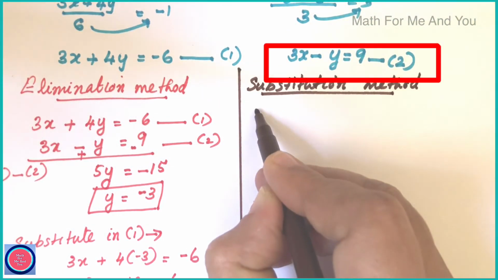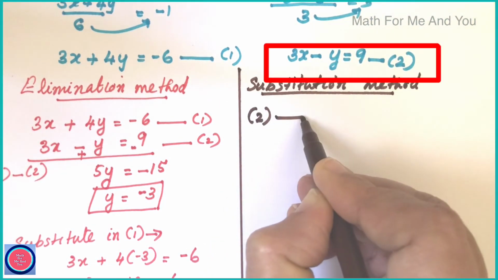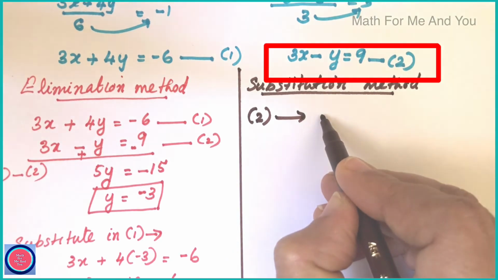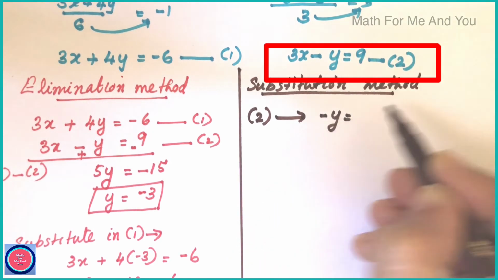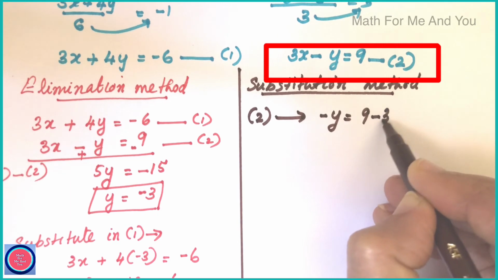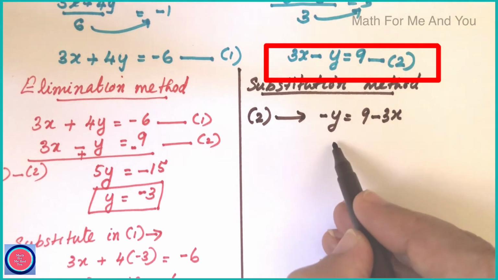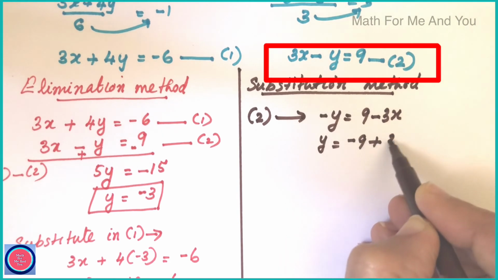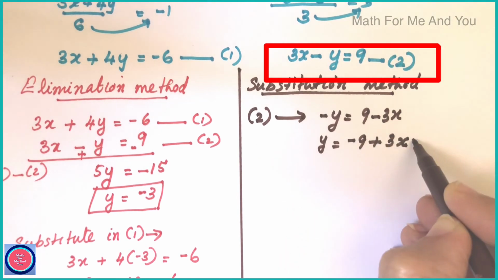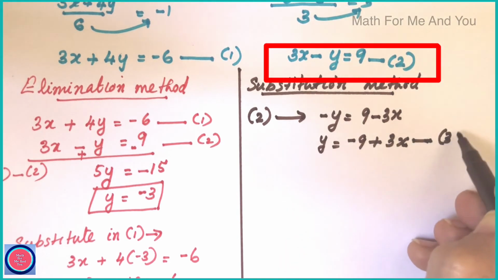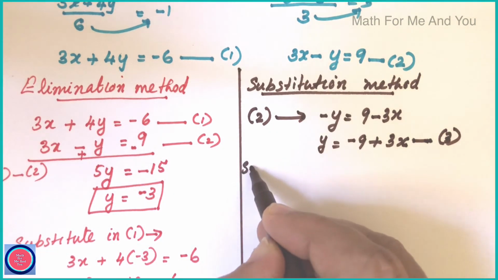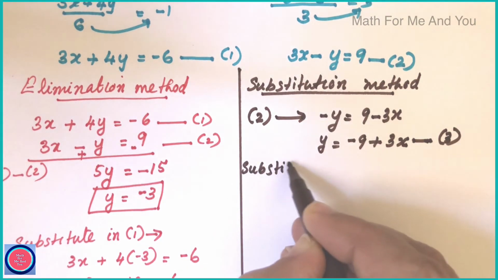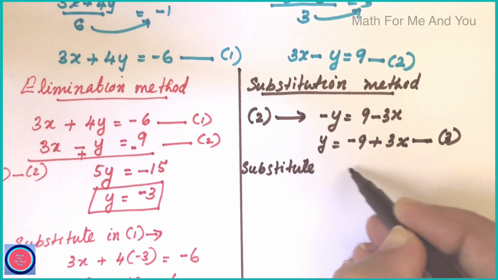Next, by the substitution method, we can solve these two equations. For that, select one equation. Any equation you want, you can select. Comparatively, the second equation has the smaller coefficients, so we select that. And from there, we solve for y. Keep y on one side. Then minus y equals 9 minus 3x. And what is y? Multiply with a negative. We get y equals minus 9 plus 3x. Let it be equation number 3.